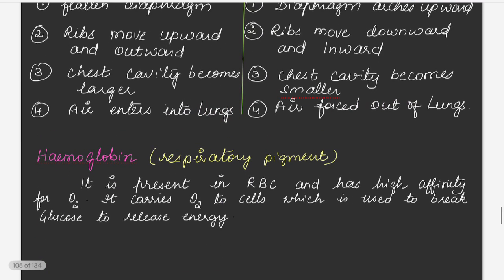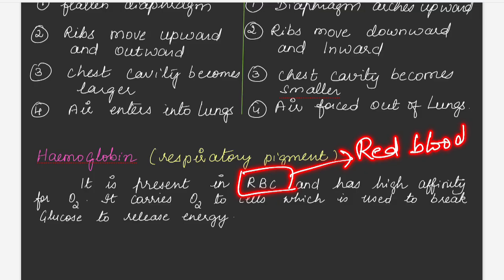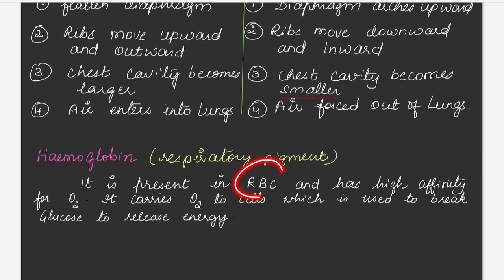So next we will see about hemoglobin. So hemoglobin is the red pigment. It is also called respiratory pigment. So where is this hemoglobin present? It is present in RBC. What is RBC? RBC is called red blood cells. And where is this RBC present? RBC will be present in the blood. So in the blood you can see RBC present, then WBC, and then platelets.